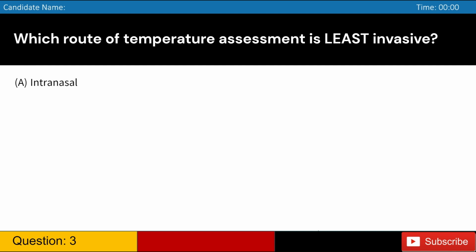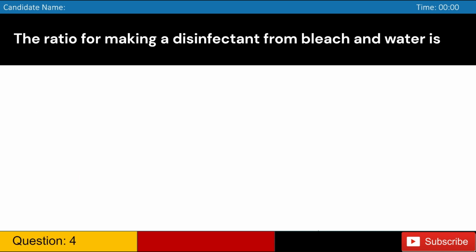A. Intranasal. B. Oral. C. Rectal. D. Temporal. E. Tympanic. Answer D. Temporal. The ratio for making a disinfectant from bleach and water is A.